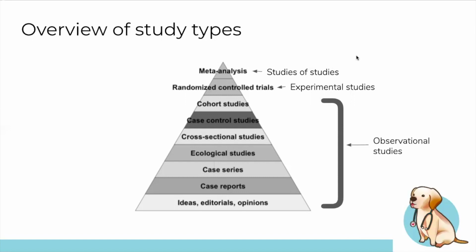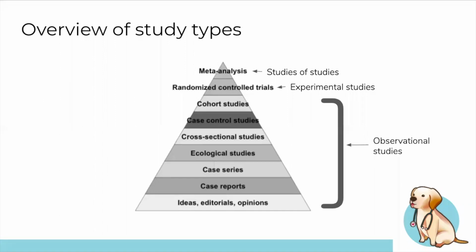Okay, so overview of study types. You've got a whole heap of studies, and then you've got this triangle. Okay, so essentially it's the evidence pyramid. The stuff at the top is the best, and the stuff at the bottom is the worst. And they're categorized into observational and experimental studies.